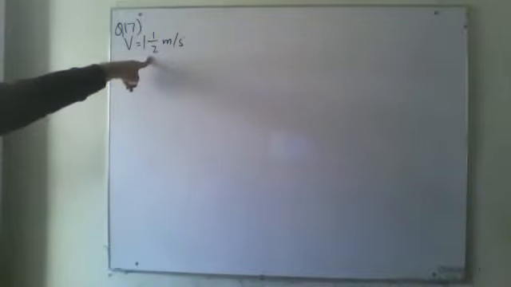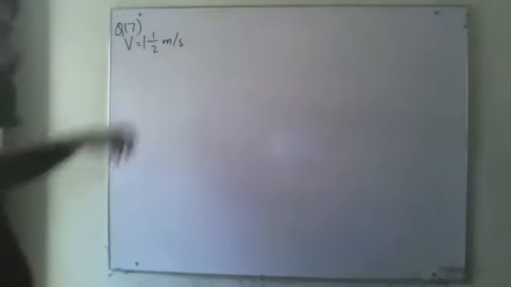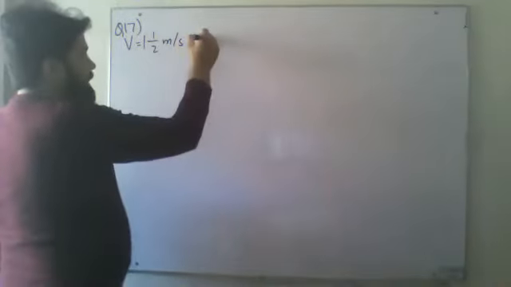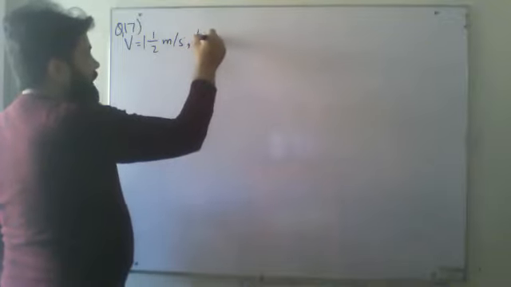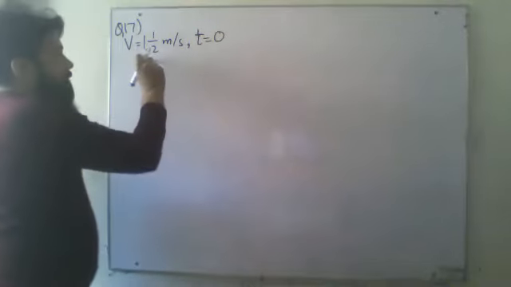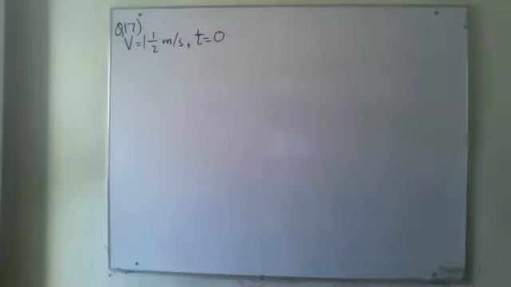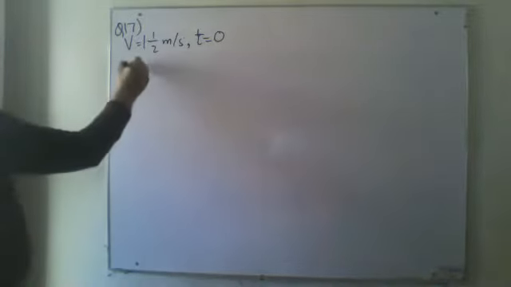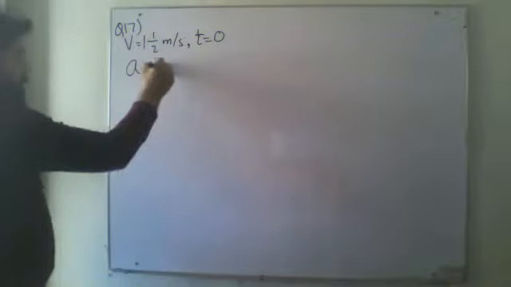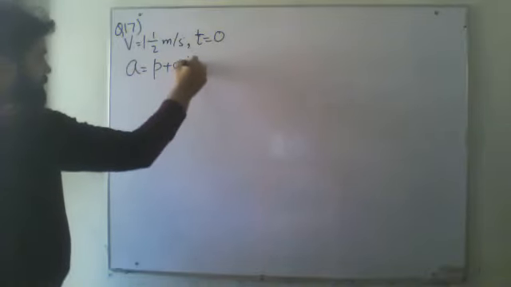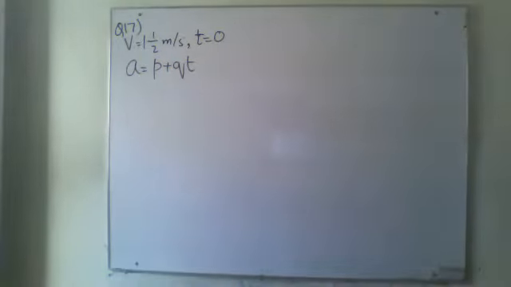Okay, and as the time is calculated after the starting point, it means at t equals 0 we were having this. It moves in such a manner that after passing O, the acceleration is shown by this equation: a equals p plus qt.